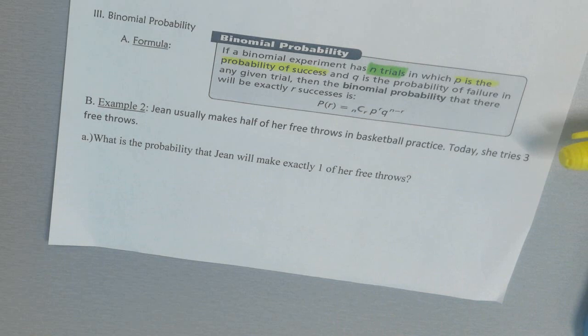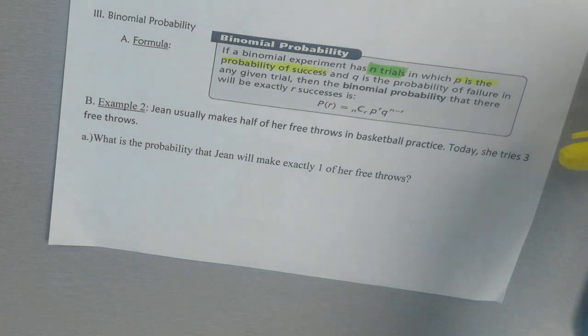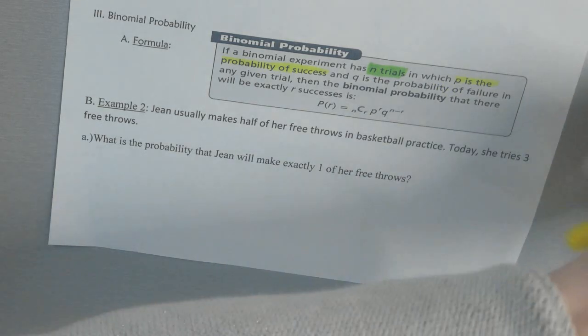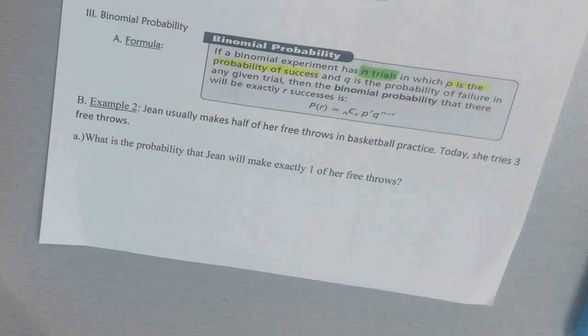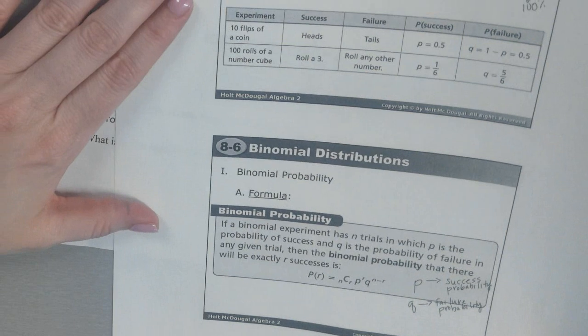So let's say that the success was tails. So what is the probability of getting a tails? 50%. So then that means your probability of failure would be what? 50%. Because they both have 50%, and also both percentages should add up to what? 1. Okay? I'm going to show you another one.